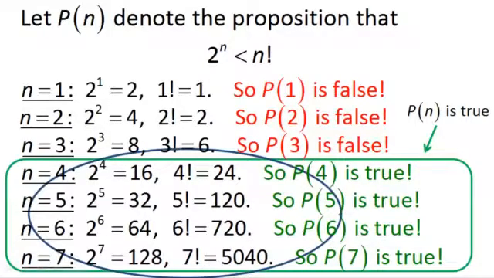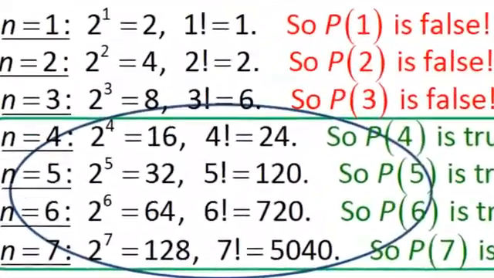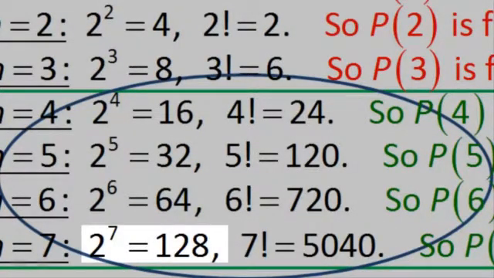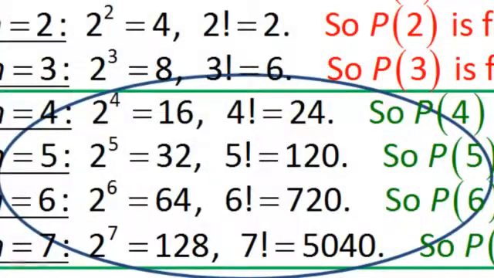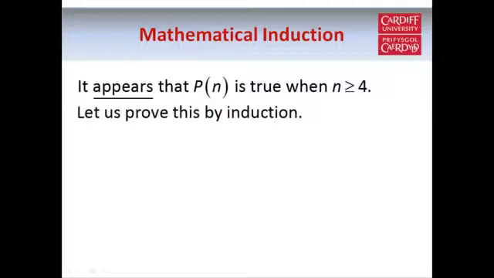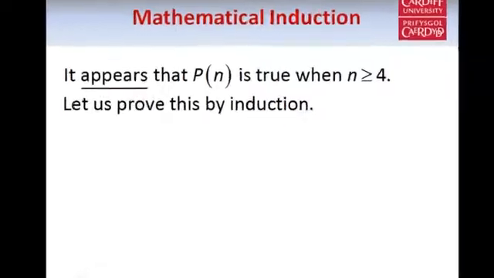And if you have a look at the values that we're getting, it certainly looks as if n factorial is increasing at a much faster rate than 2 to the power n, as n gets larger and larger. So on this evidence, it looks as if our statement is true whenever n is greater than or equal to 4. But we haven't proved this yet. At this stage it's only a guess. So we're going to try and prove that our guess is correct by using induction.